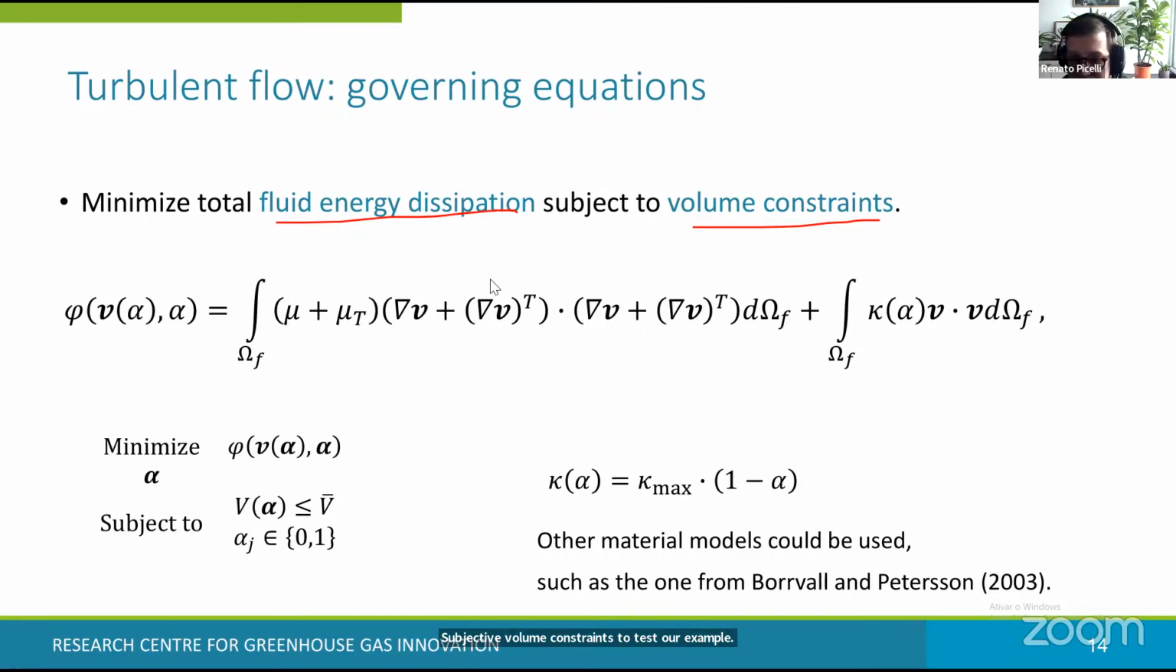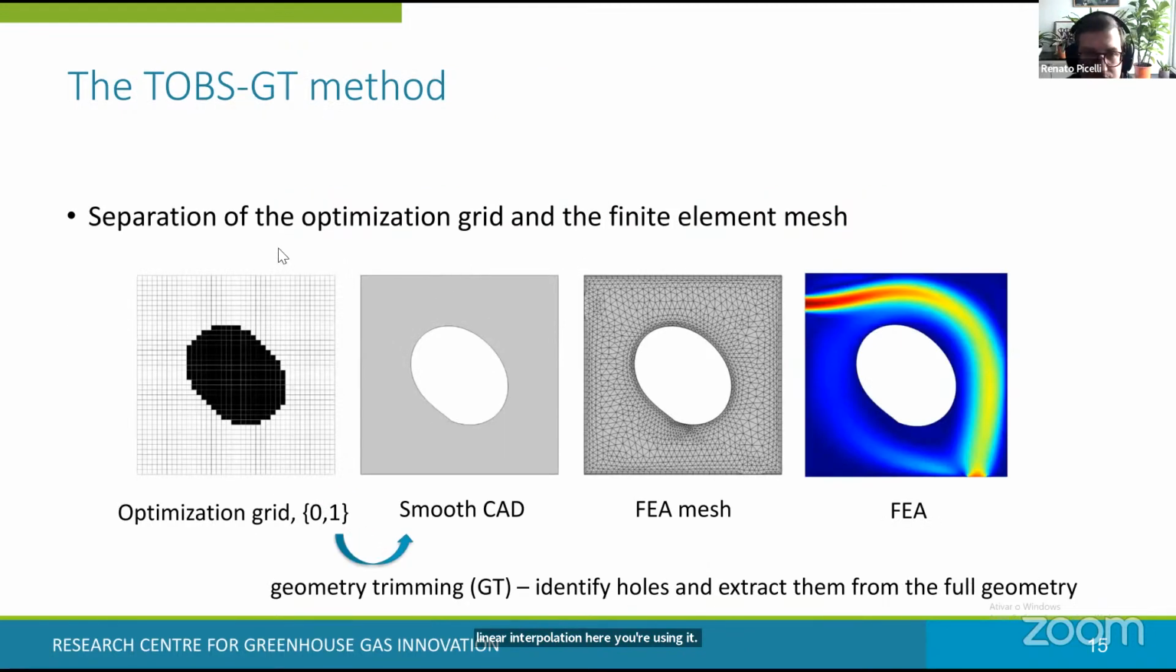If you want to pump a fluid through a pipeline and you want to minimize energy, you want to require less energy to pump it. It usually goes for turbulence in our engineering systems, and this is the energy dissipation we are using, with the inverse permeability term here as well, and the linear interpolation here. We are using a volume constraint and binary variables, just to be clear.